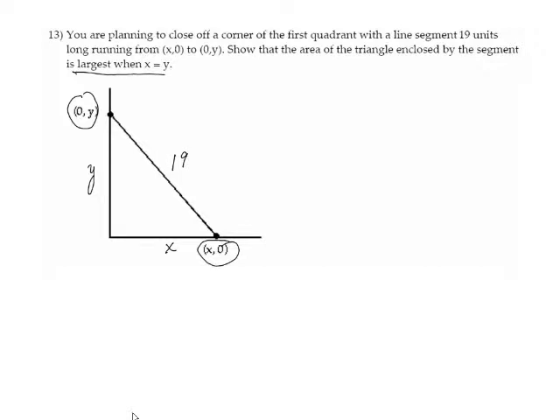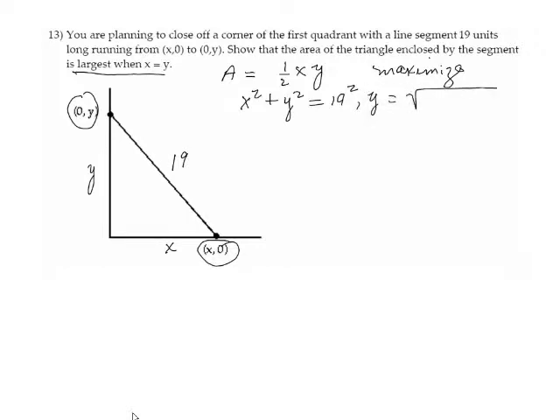Well, the area enclosed by the segment would be 1/2 the base, which is x, times the height, which is y. And we want to maximize this. Notice that we need to find an expression for x in terms of y, and we immediately see that x squared plus y squared equals 19 squared, which is the Pythagorean theorem. And so we could solve this for y and say that y is equal to the square root of 19 squared minus x squared.